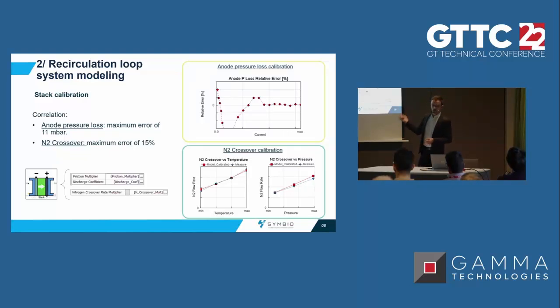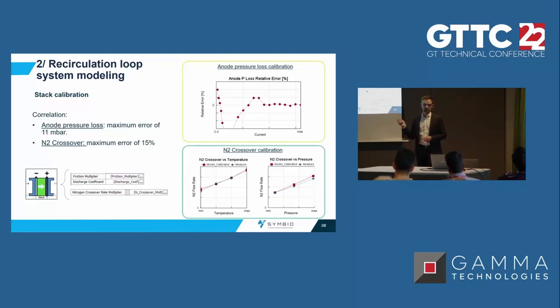So for the anode pressure loss, the result is quite good because the absolute error is at maximum 11 millibars, so it's quite low. And if we look at the relative error in the graph, we can see that it tends towards 0 at mid to high currents, so it's a very satisfying result. And the slight drop here, the slight error, needs to be minded for the future study.